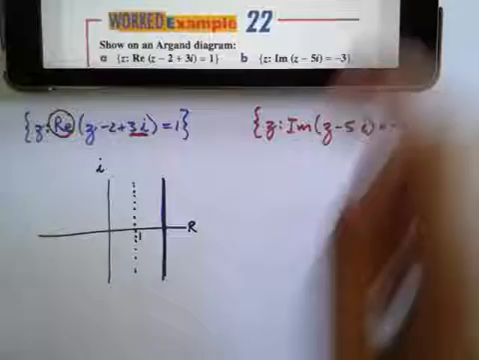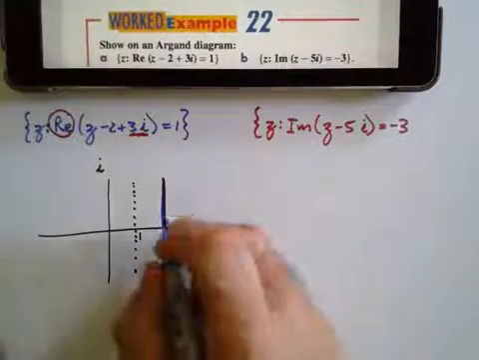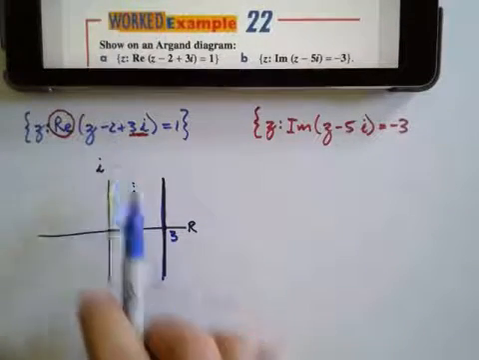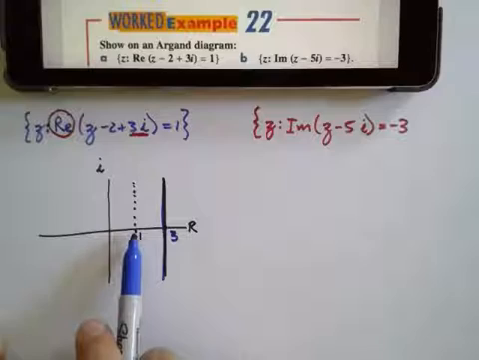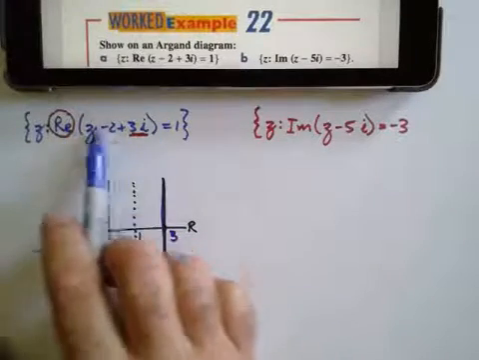So this is how our graph would look like. This would be 3, and how did I get there? I said it would have been 1, but now it's going plus 2 because we're looking at the real part of this.